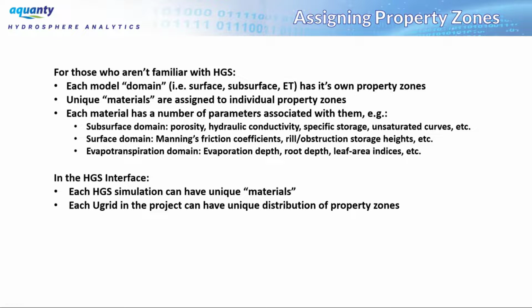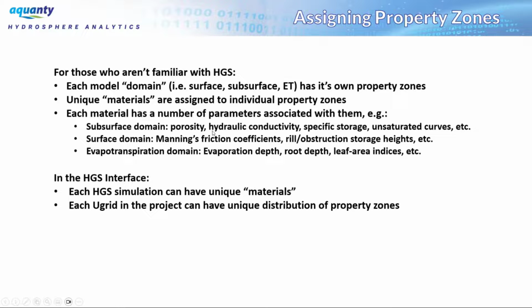In HydroGeoSphere, the way that we typically create a conceptual model of our different soil types is we map property zones onto the model mesh, and then we assign a unique material to those different property zones. So we might say zone 1 is a medium sand, zone 2 is a coarse sand, and zone 3 is clay. The parameters that inform the governing equations for each domain are, of course, different. In the subsurface, we'll need to define things like porosity, hydraulic conductivity, and specific storage, whereas in the surface domain, we need to define things like friction coefficients.